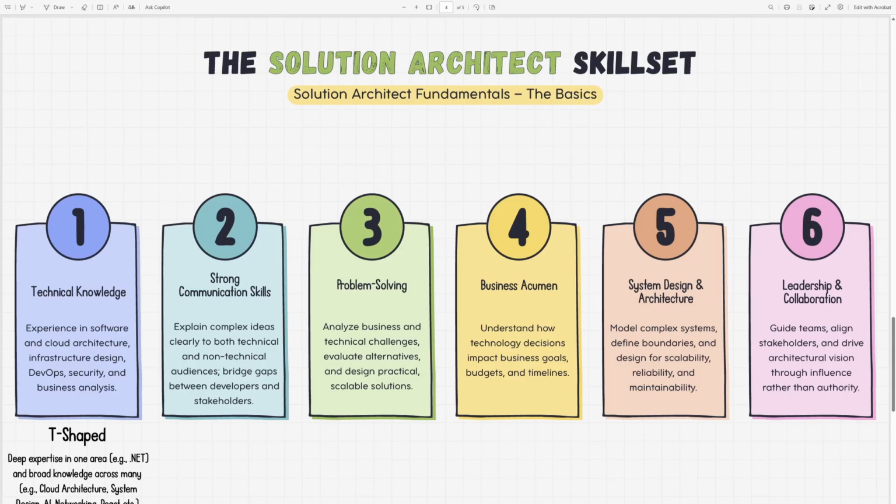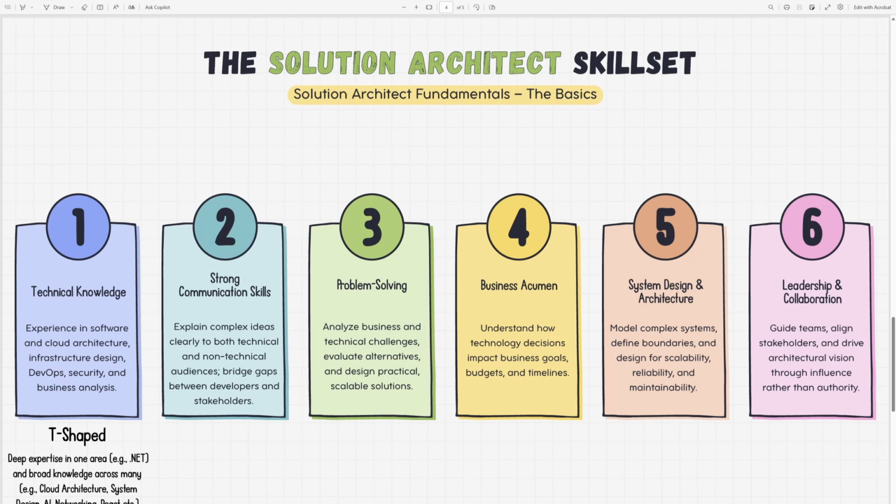Solution architects need to understand the business. They need to have this good business language because they communicate with the business. And it's absolutely crucial for a solution architect to be able to talk to the business. So next, system design and architecture. Modeling complex systems, defining boundaries, and designing for scalable and maintainable solutions. Next, leadership and collaboration. Guiding teams and influencing direction, not through authority, but through trust and knowledge.